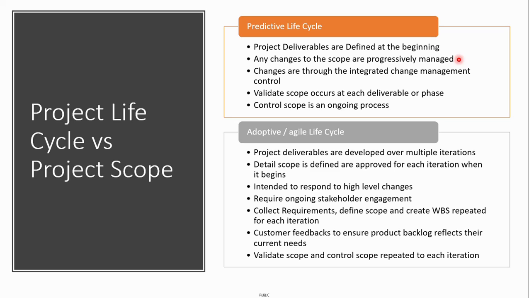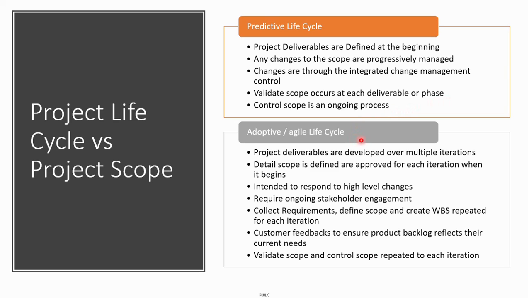Any changes to the scope that you have already finalized would be done through the integrated change management control process, and validating the scope, that is the user acceptance testing for the scope, will happen at the end of each phase, or at the end of each deliverable. So first, for the predictive life cycle, you do the planning, you do the scoping, and then you go for the development of the software, and then at the UAT stage you start validating the scope. The control scope will be an ongoing process.